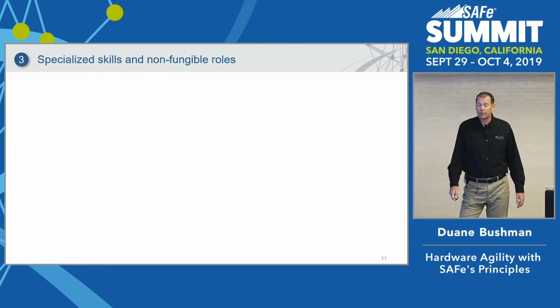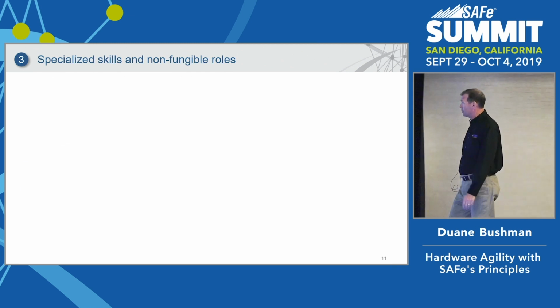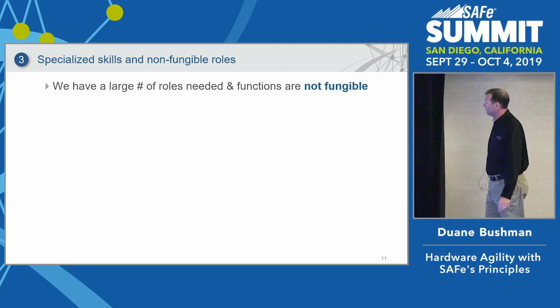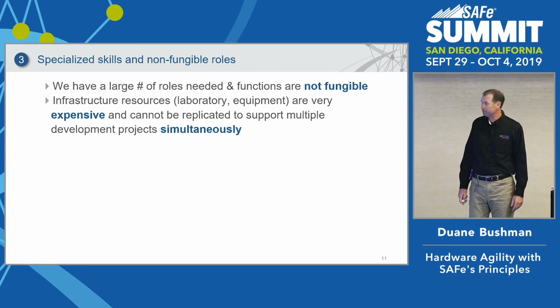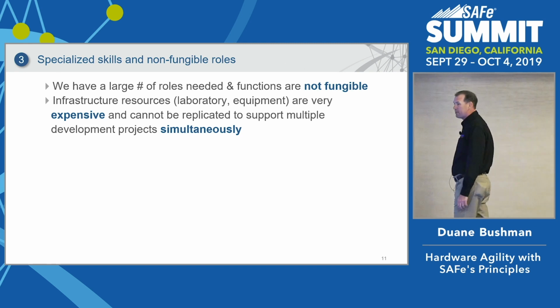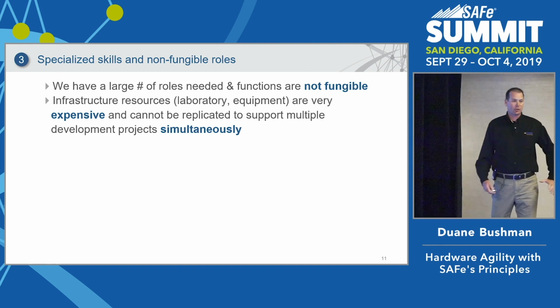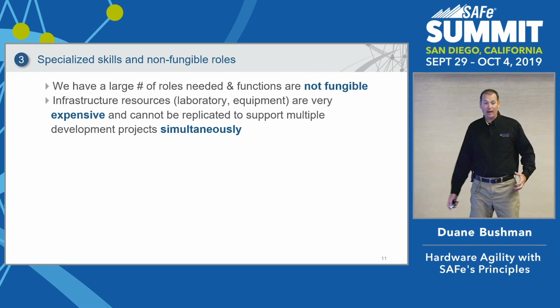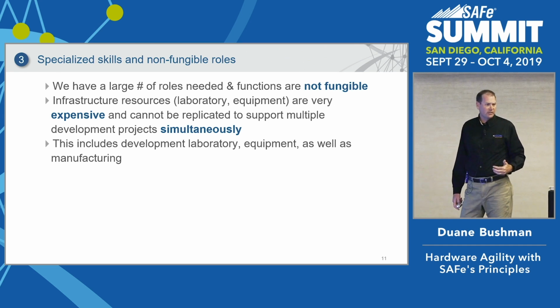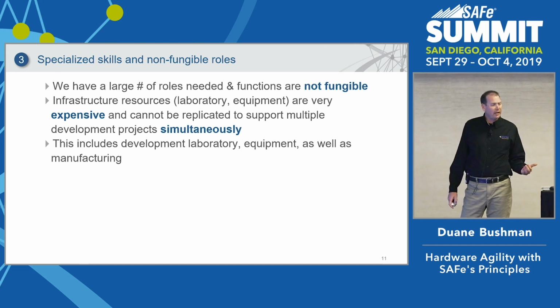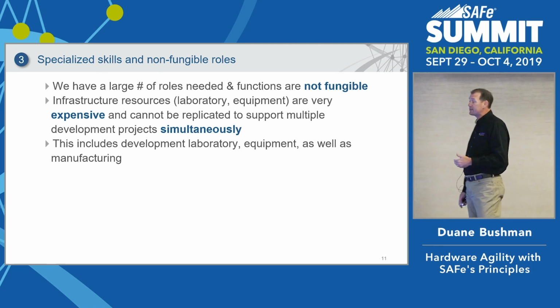And then the number three reason again, the specialized skills and non-fungible. So we have a large number of roles and we can't just plug and play. What about those physical resources and assets? The labs, right? The areas that include the lab, the equipment, even manufacturing lines. Are you going to repurpose a current line? Can you repurpose the current line as we start looking at that? What are those aspects that we need to consider?